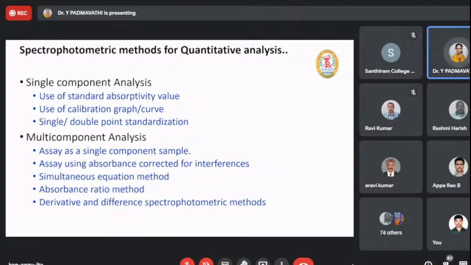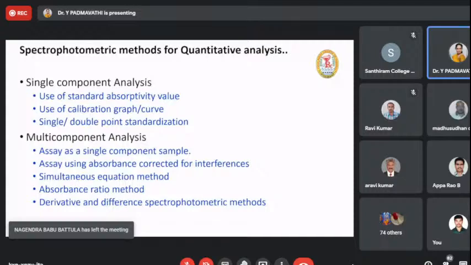The other one is using absorbance corrected for interference. In this method, you can account for that interference, calculate the quantity or concentration responsible for that interference, and correct for it, and you can go ahead with it as a single component analysis.